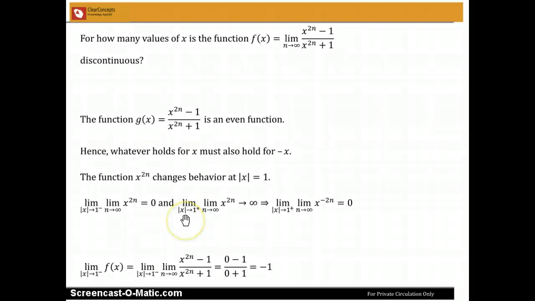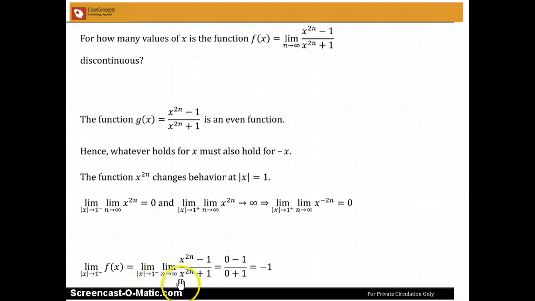Now if you take the other side of the limit, so limit x tending to 1 plus, and you now start multiplying a number that's slightly greater than 1 by itself many times, that will tend to infinity. And so when you take its reciprocal, x to the power minus 2n, that limit will tend to 0. Okay? And so now we consider the original function f of x, and we find out what its limit is when mod x is tending to 1 minus.